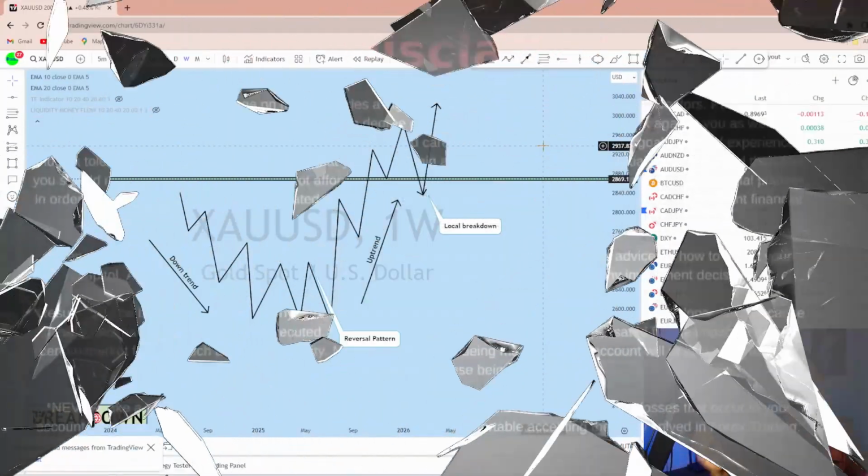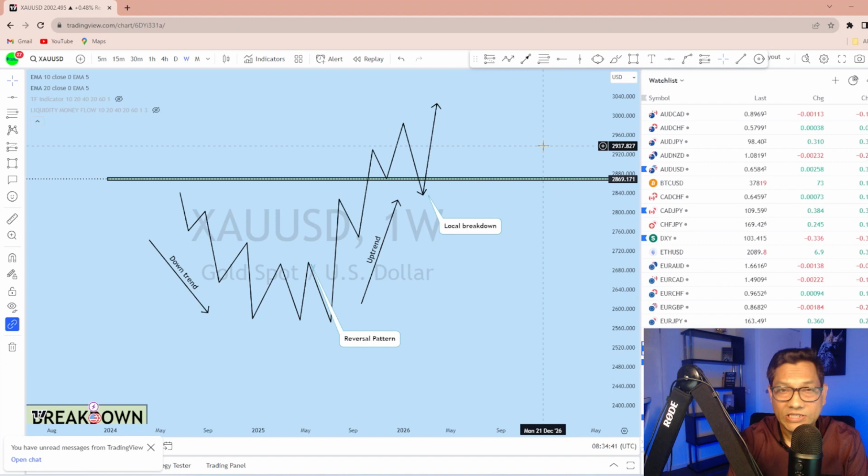Okay, today, before we go to the in-depth understanding of the local breakdown, let me quickly show you the theory behind the local breakdown so that you understand it clearly before we go to the chart. So make sure, guys, that you are not missing any piece of this very important lesson.